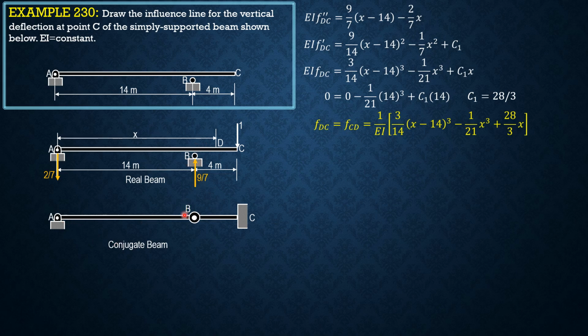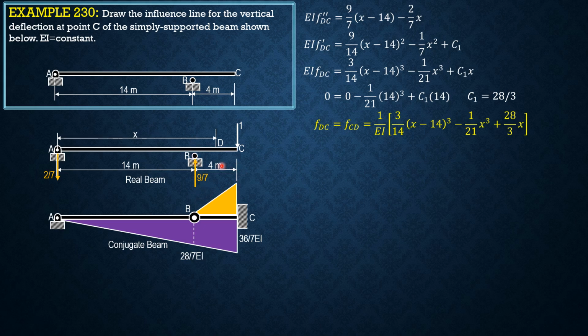This interior roller becomes a hinge. This free end becomes fixed. This hinge pin remains a pin. So since we make this the moment center, 2 over 7 times 18 equals 36 over 7. So at B, 2 over 7 times 14, 28 over 7 EI. In general, at distance x, 2 over 7, 2x over 7 EI. This is the moment due to the 9 over 7 reaction at B.